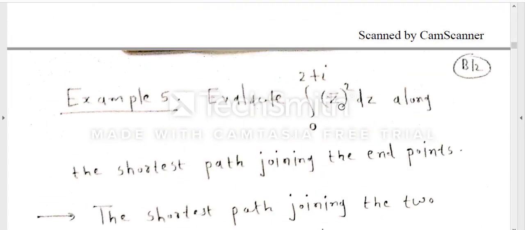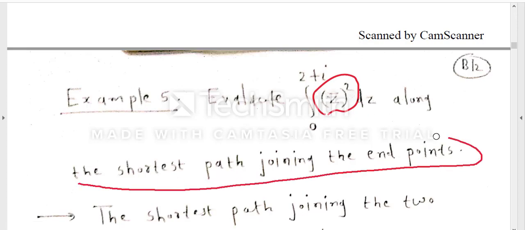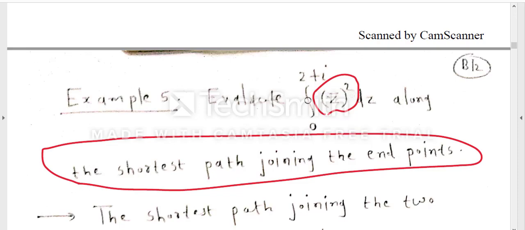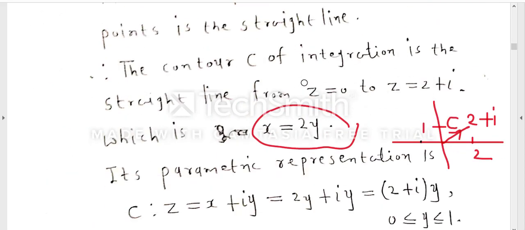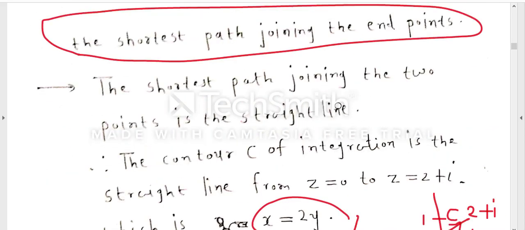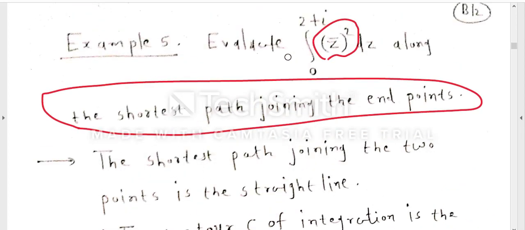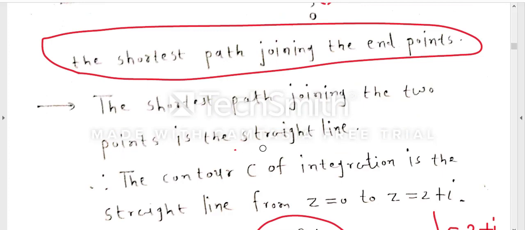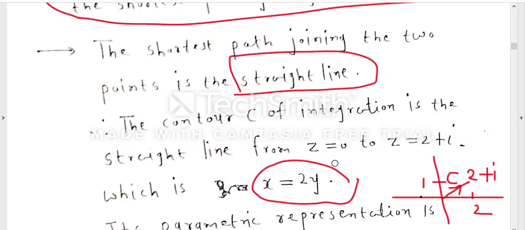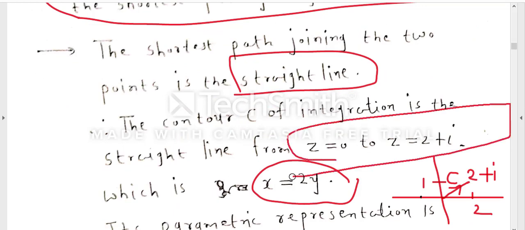So next example, suppose I consider z bar square. The function is z bar square. So evaluate z bar square dz along the shortest path joining the endpoints. The endpoints are 0 and 2 plus i. So what is the shortest path between two given points in the complex plane? The shortest path joining 2 points is, as we know, a straight line. So we have to find the straight line joining these 2 points.